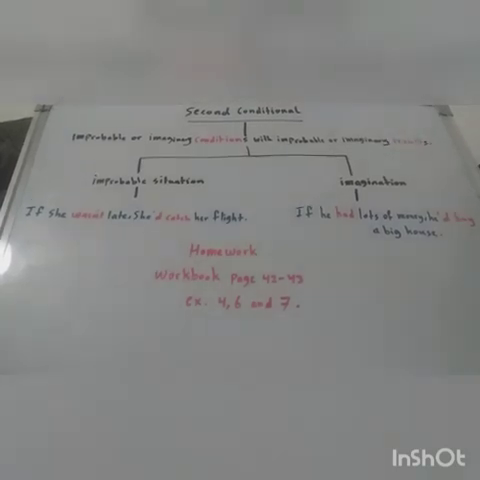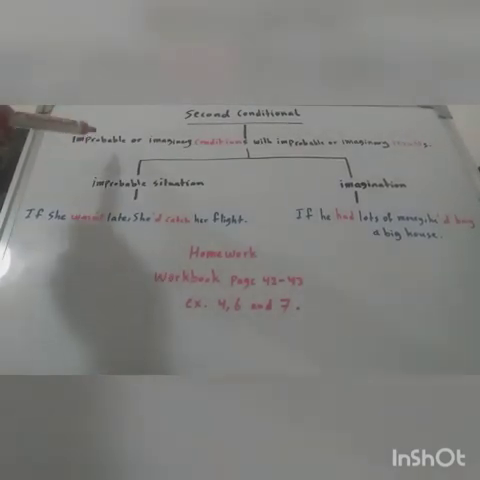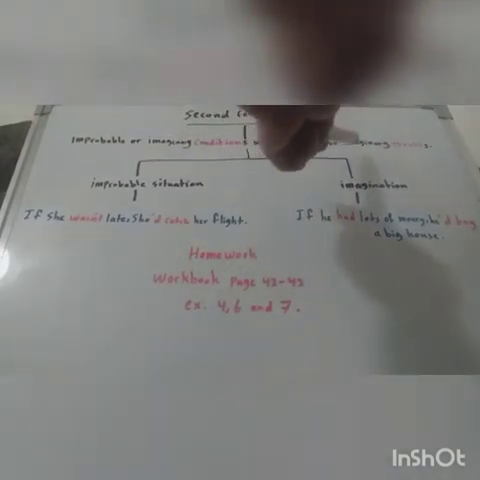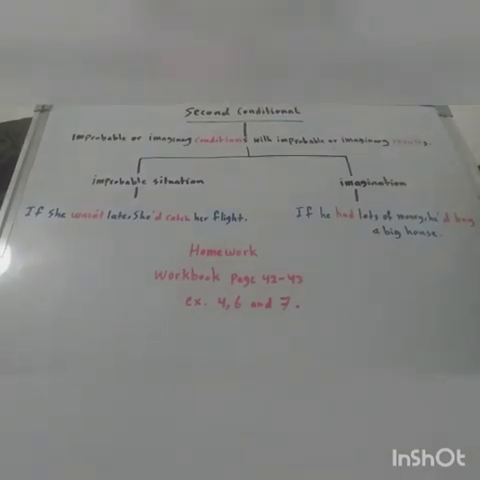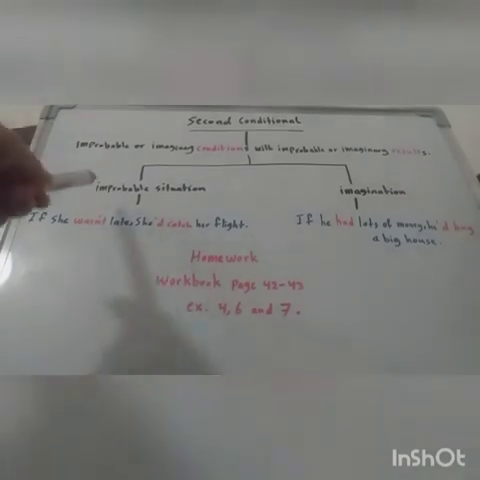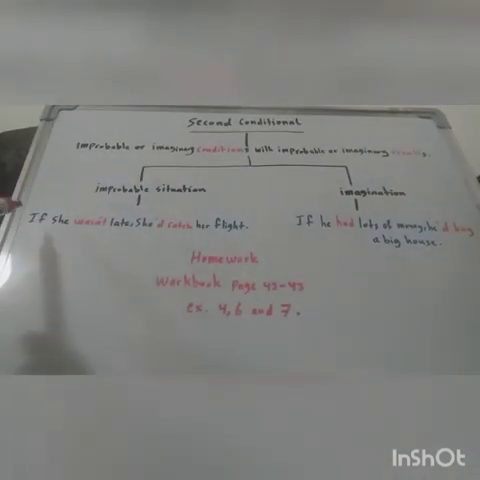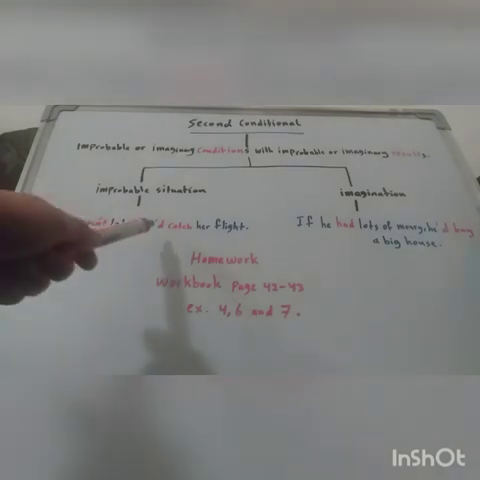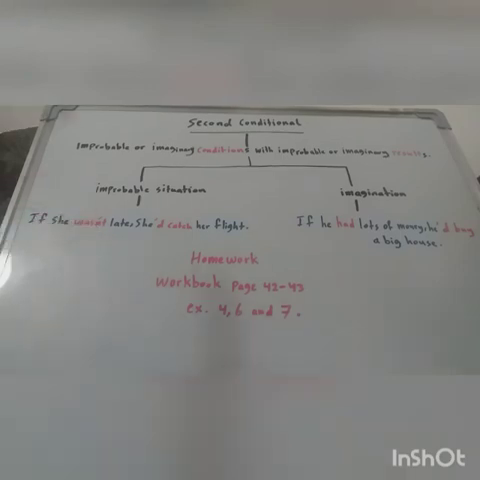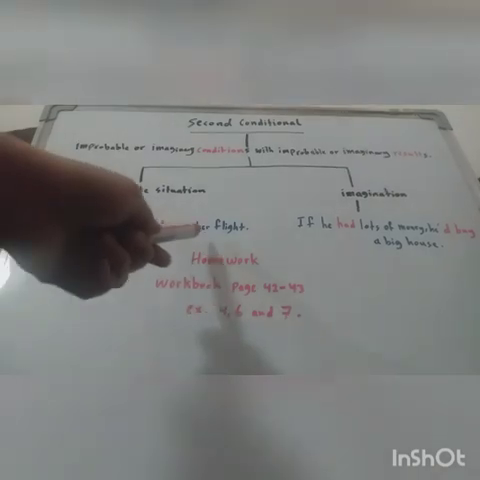Second conditional. We use the second conditional for improbable or imaginary conditions with improbable or imaginary results. So let's focus on improbability. For improbable situations: if she wasn't late, she'd catch her flight. This is an impossible or improbable situation because she's already late and she has missed her flight. So we're imagining that if she wasn't late, she would catch her flight.